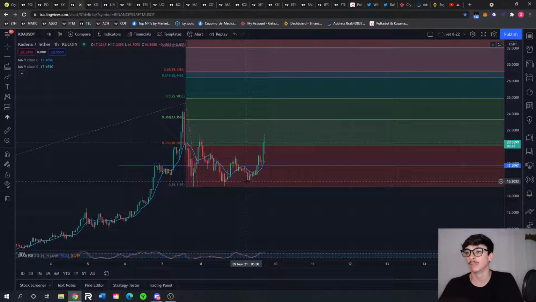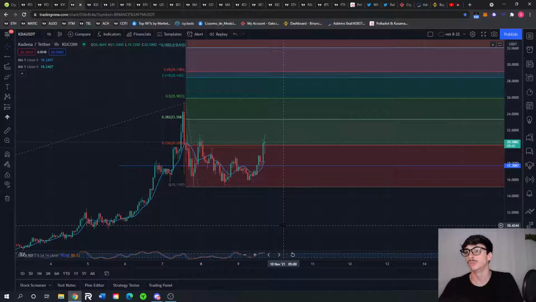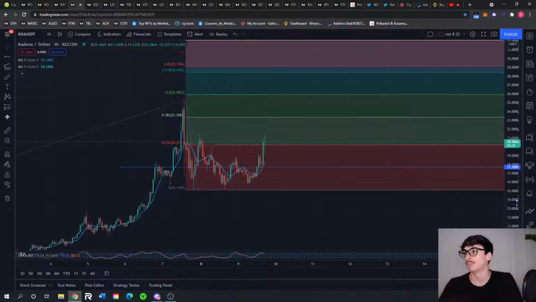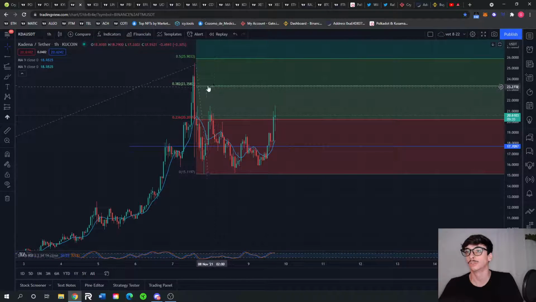Again, we're still seeing a little bit of higher lows, so I'm not completely bearish on this, but I do not know if it's going to have the volume or price action to keep going to 0.382. So it would have been smart to sell here.